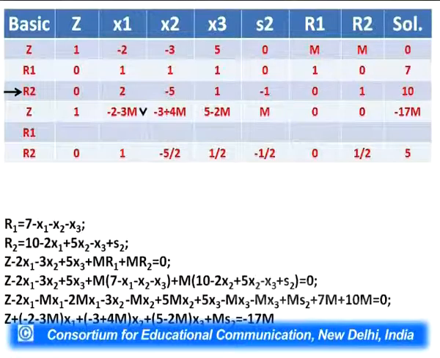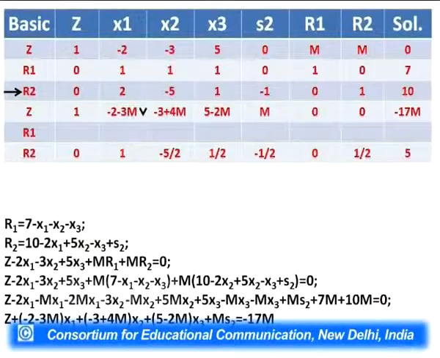Now, finding out the pivot row, we have to see the R1 row and R2. We have to find out the elements in this particular column, and the elements are 1 and 2, and we have to divide the solution elements 7 by the corresponding value 1 and the solution value 10 by the corresponding value 2. So, 7 by 1 is 7, 10 by 2 is 5. Out of these 7 and 5, we have to choose the minimum value. Minimum value is 5, 5 is for the R2 row. So, the R2 row is called the pivot row.